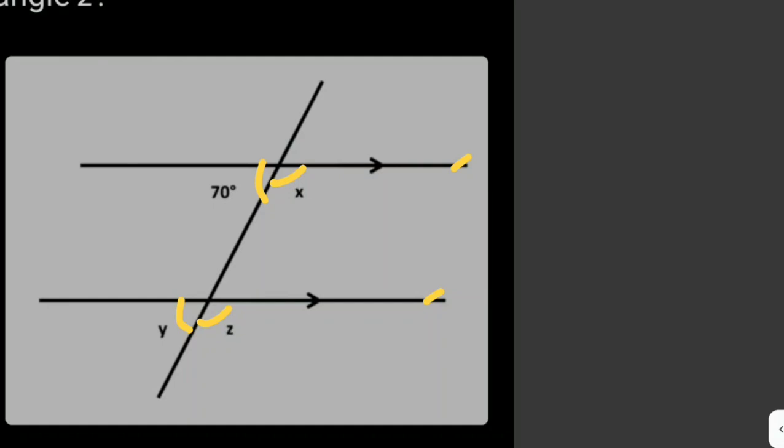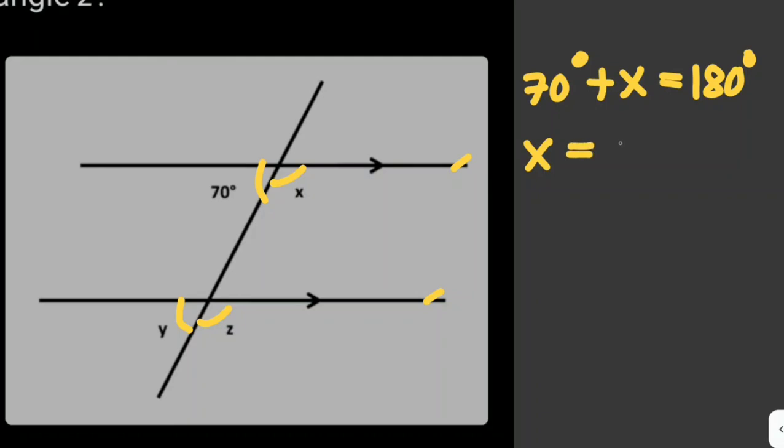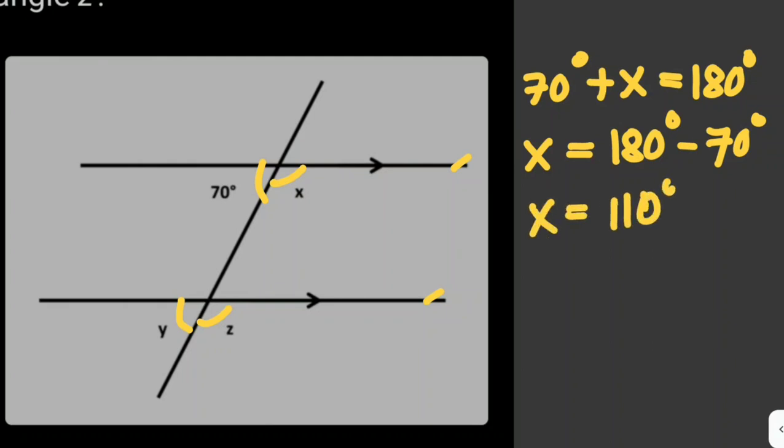Inspecting angle x here, we see that it is adjacent to 70 degrees, and together they form a straight line. All of the angles on a straight line add up to 180 degrees. Therefore, 70 degrees plus x is just equal to 180 degrees. Therefore, we can solve for our x here. That would be 180 minus 70 degrees. So x here is just equal to 110 degrees.